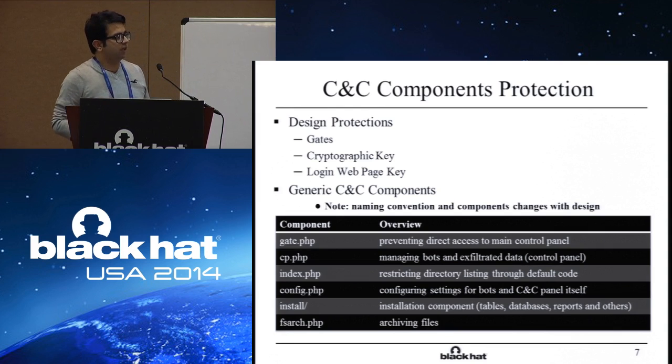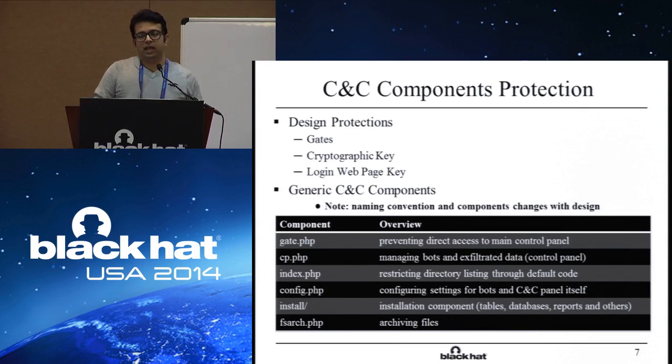They have cryptographic keys like RC4 authentication keys. If you know that key, if you reverse engineer or perform reverse malware analysis, and you get an idea, if you're able to capture the key, then you have complete control of the C&C panel, because this key allows you to write or read any operations on the C&C server. There is also a login web page key which enables the bot herders to restrict the administrative interface of the C&C panel.